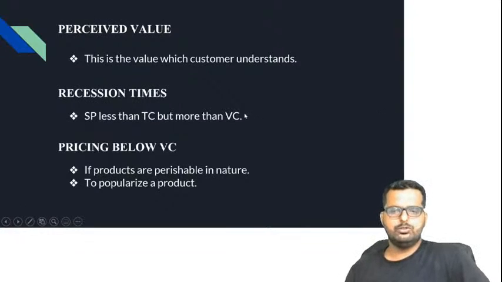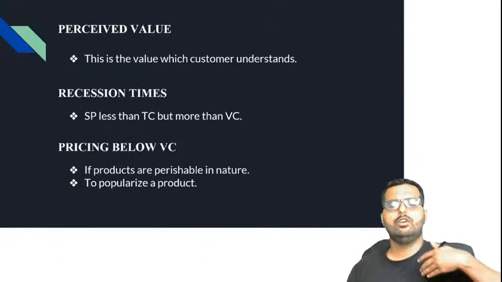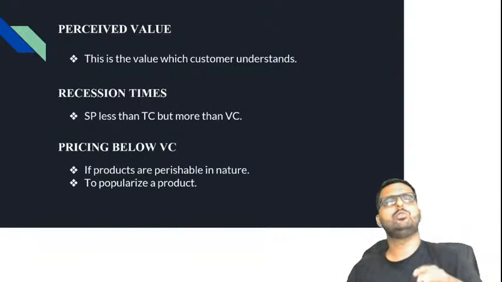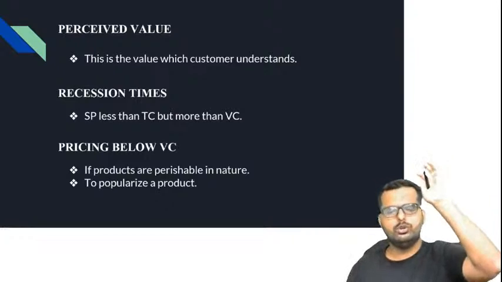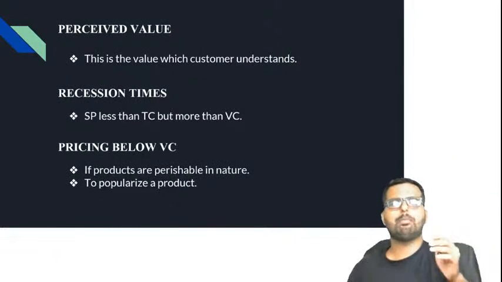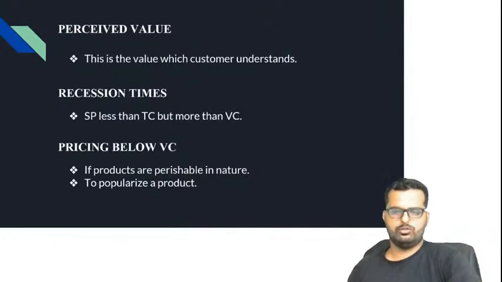But whatever be, you should sell it at more than the variable cost because otherwise we will not be able to survive in the market. And if the variable cost is more than the selling price, you go on making heavy losses. Better not to sell only. So during recession times, selling price should be less than the total cost but more than the variable cost.